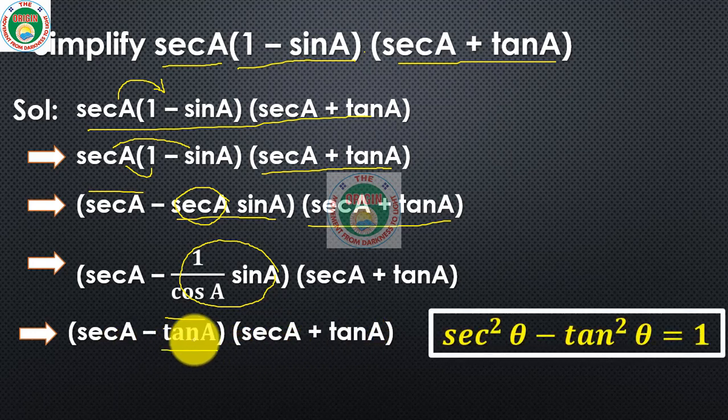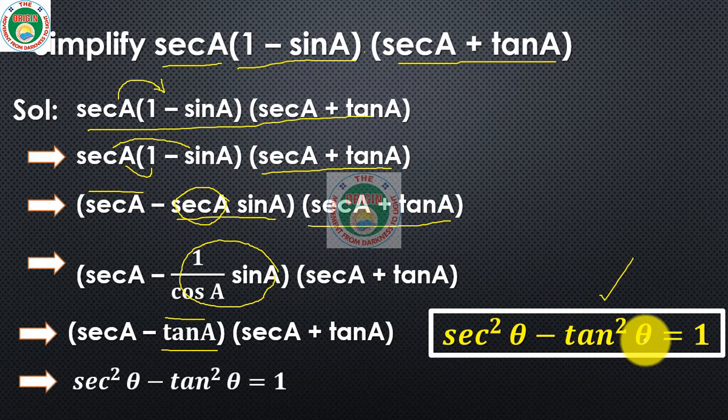Here, this is in the form of A minus B into A plus B, which is A square minus B square. A is sec A and B is tan A. Then we can convert it as sec square A minus tan square A. We already have the formula sec square θ minus tan square θ equals 1. So automatically the answer is 1.